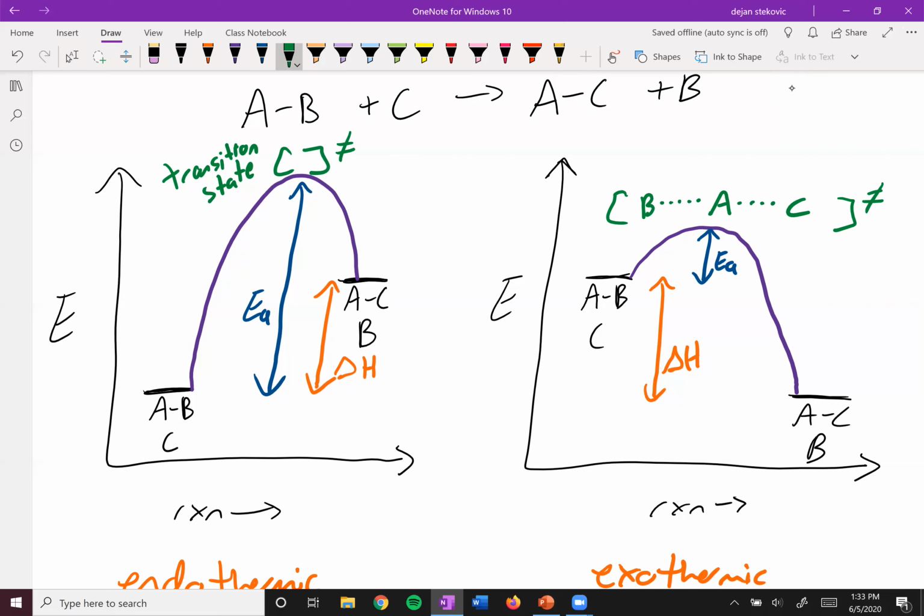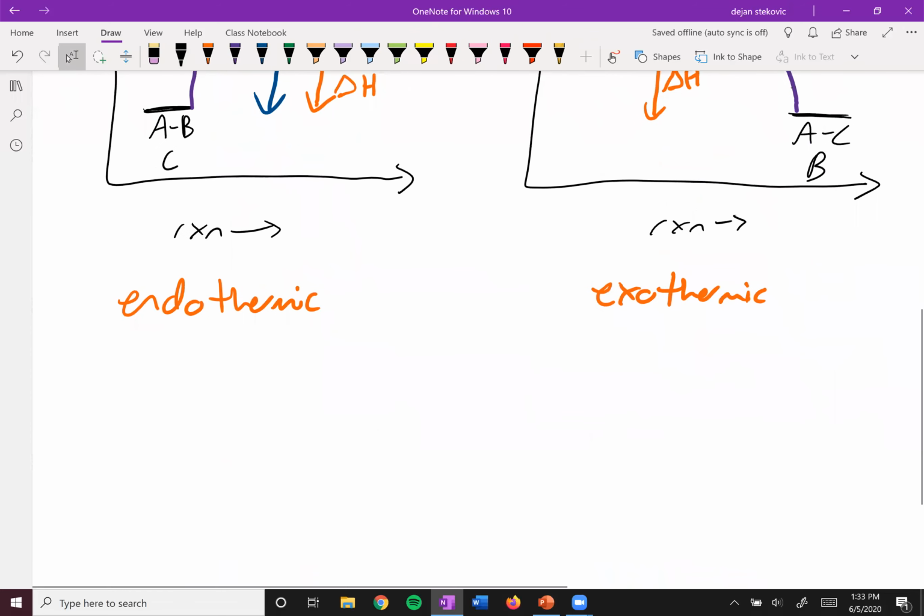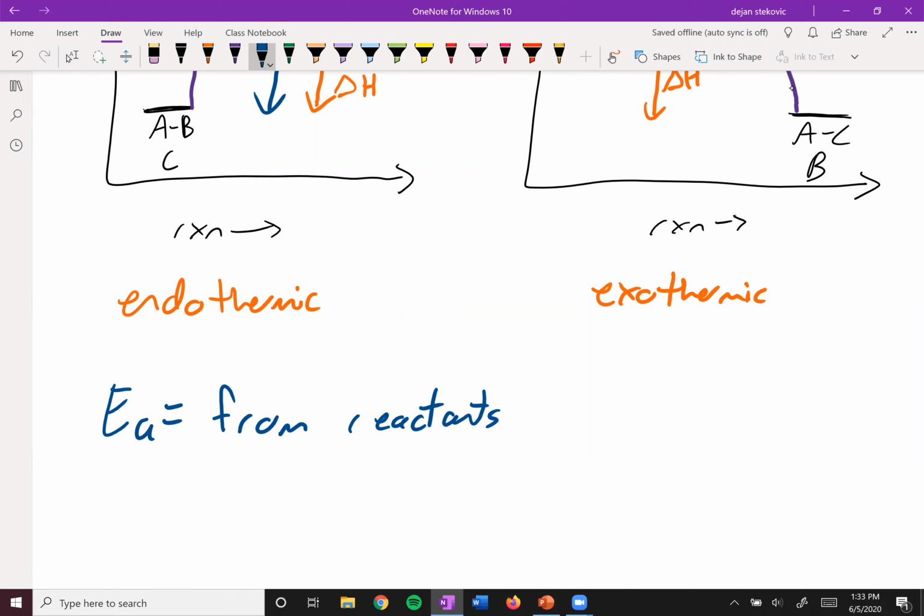So be able to draw these reaction coordinate diagrams, be comfortable with them. The main key that you want to really focus on here is the bigger the activation energy, the slower the reaction. And we'll take a look at that in detail later on. So let's just rewrite this again. Activation energy, remember, is from the reactants to the transition state, or the top of the hump.